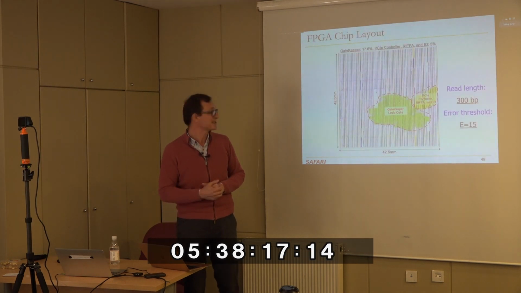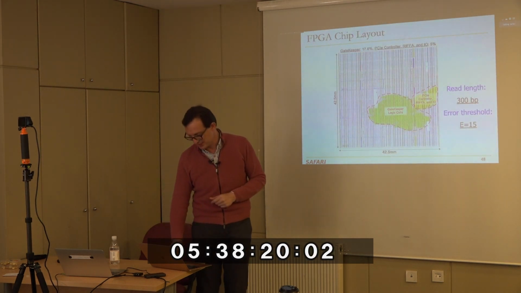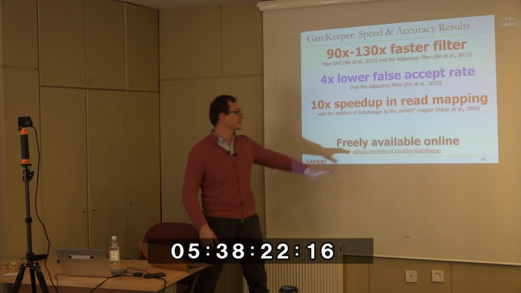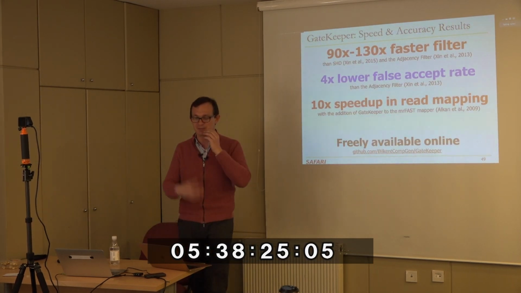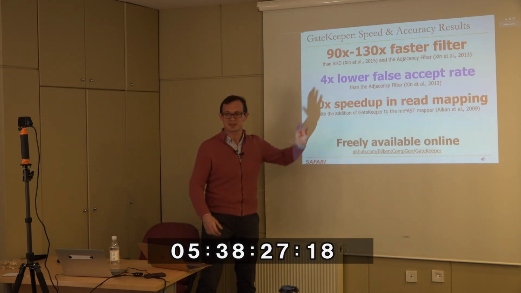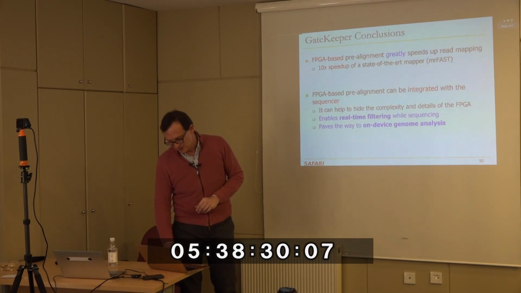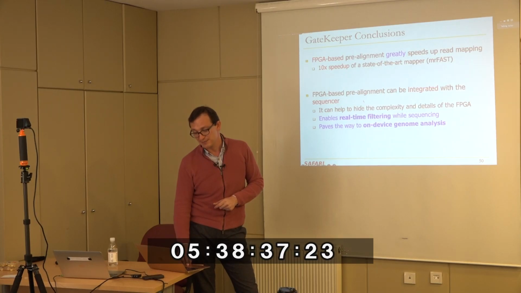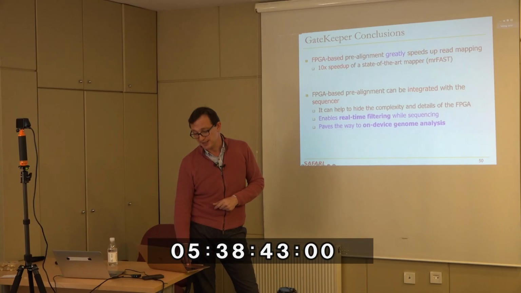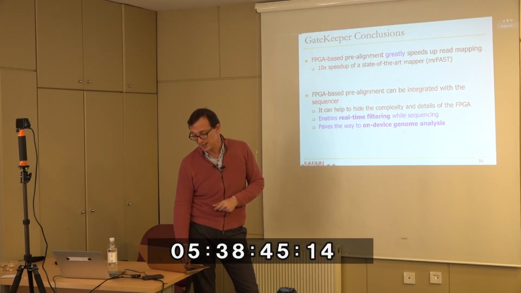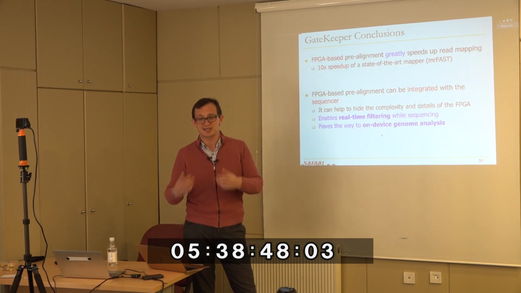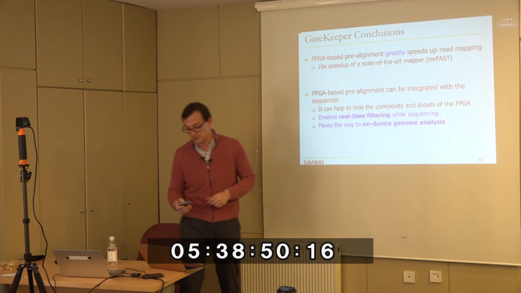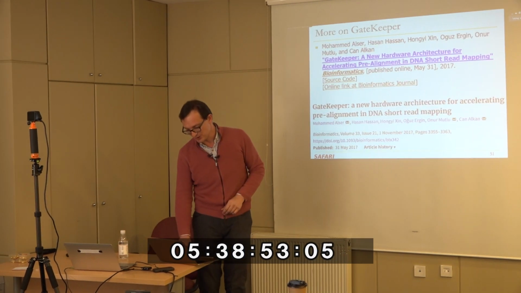This is the first FPGA-based filter, and it's real, and the results are real. And these are all freely available online, so people have tried this, people have replicated the results. Since this is relatively old, I'm not going to spend more time on this. So the conclusion over here is that you can greatly speed up read mapping. At the time, it was 10x compared to a state-of-the-art mapper. And we also envisioned at the time that this can be integrated with a sequencing device. Basically, it can enable real-time filtering while sequencing, and this sort of hardware acceleration can hopefully pave the way for on-device genomic analysis. Okay, there's more, and I'll let you go to the paper.